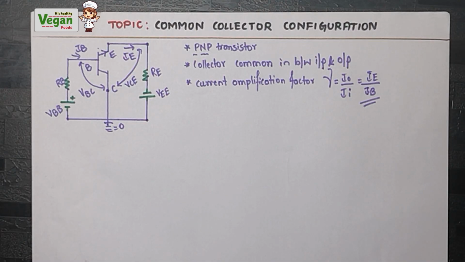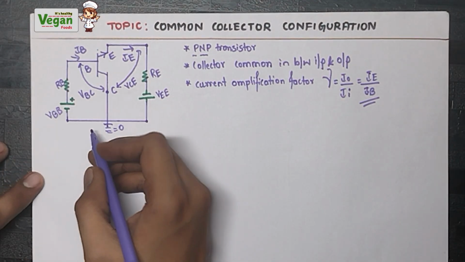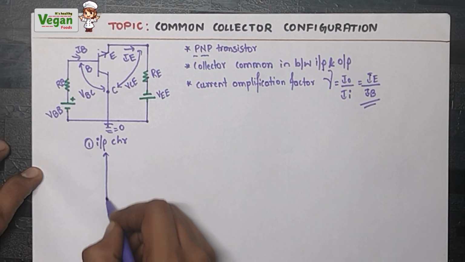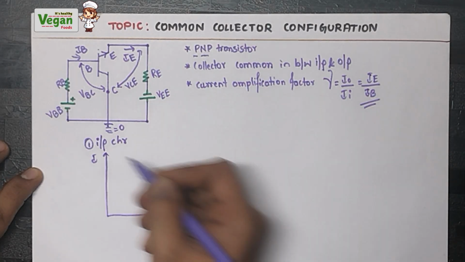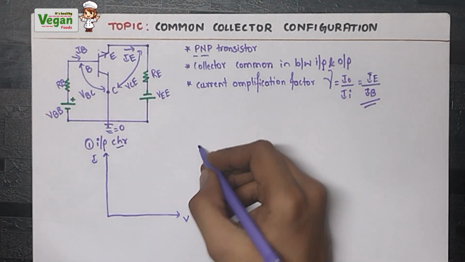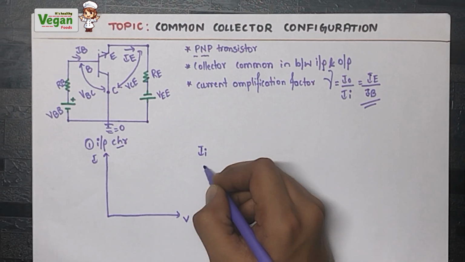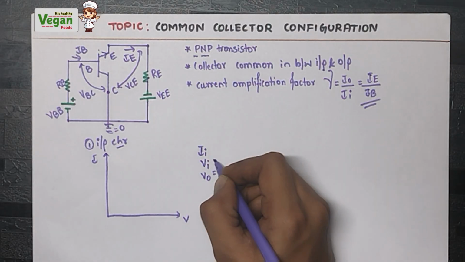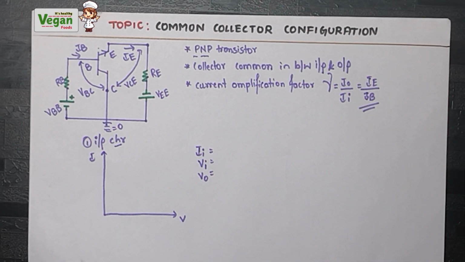Now let's plot the graphs for the input characteristics and output characteristics of the common collector configuration. The first one is the input characteristics. We will plot this graph with current I against voltage V. To draw the input characteristic graph, we need three values: input current, input voltage and output voltage.